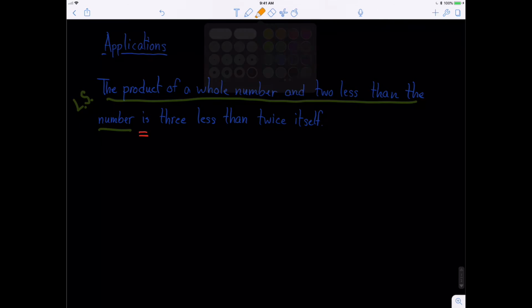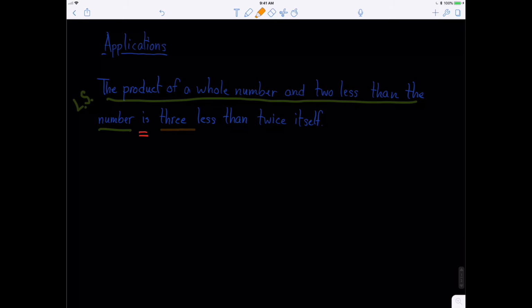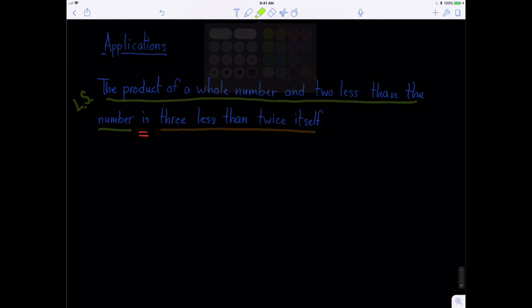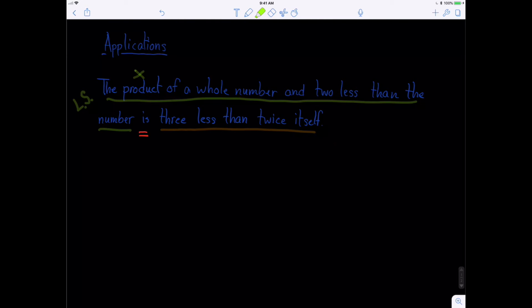And then we've got this other piece. This will create the right side of the equation. So if we look at the sentence in a very mathematical way, we see that it's just an equation that's been encoded as a sentence. So it says we have the product of a whole number. So remember, product, this gives us this key. Right off the bat, we have a key. And the key is product means multiply.